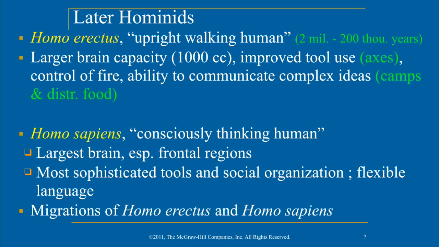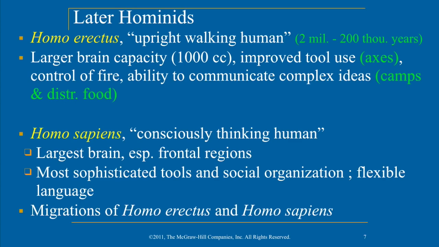We know that Homo erectus also had the ability to communicate complex ideas. They had camps, and we knew that those camps were used for the distribution of food, meaning they were able to band together, support one another, and protect one another from either other groups of Homo erectus, or they were able to protect themselves from the environment, such as animals wandering around or predators.